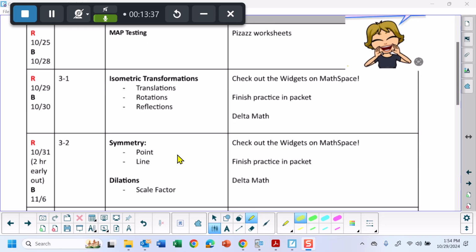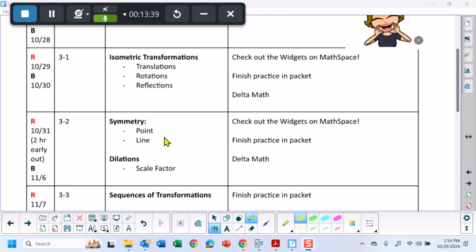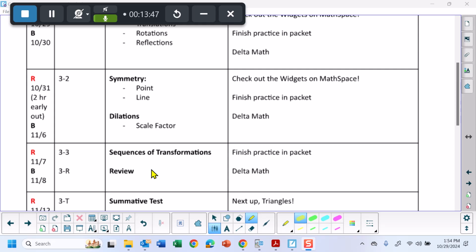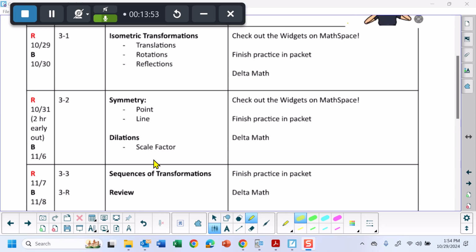Next class, we get out 2 hours early, so we're definitely going to talk about symmetry. I hope we get to dilations and scale factor. If not, we'll just bump that down to our sequences of transformations. We're going to combine that with the review because the sequences of transformations put all of these in order together.